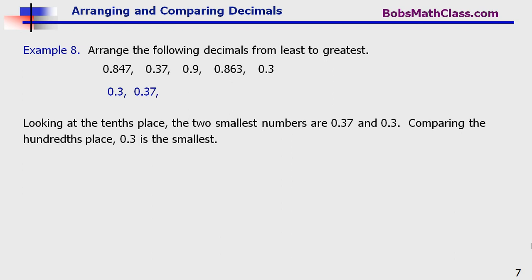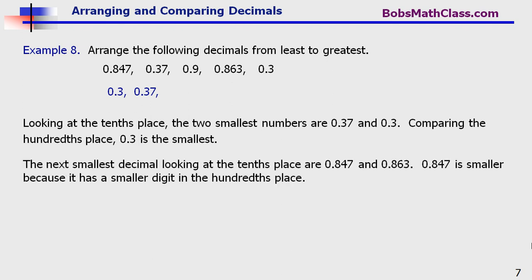So the next smallest would be 0.37. Okay, now which number has the smallest tenths place? Well, there's two numbers with an 8, 0.847 and 0.863. So 0.847 would be the next smallest number, and 0.863 would be the next smallest. And the largest number would be the one with the 9 in the tenths place.